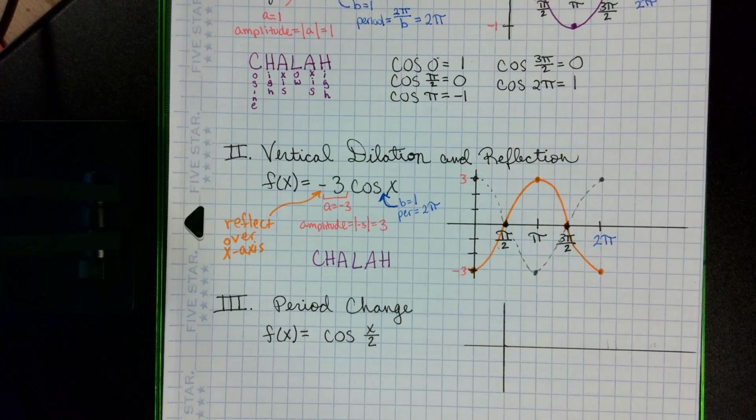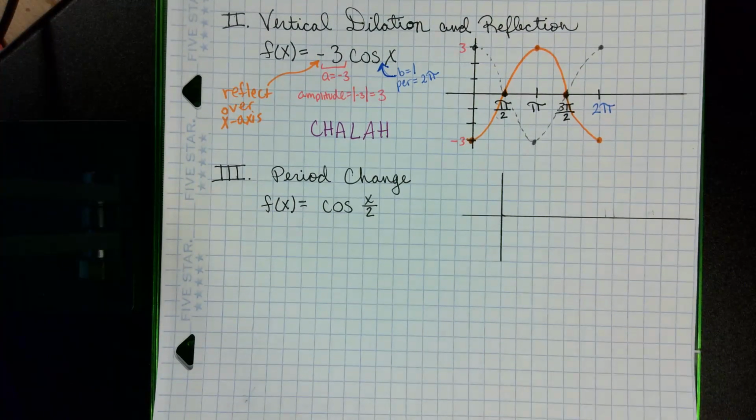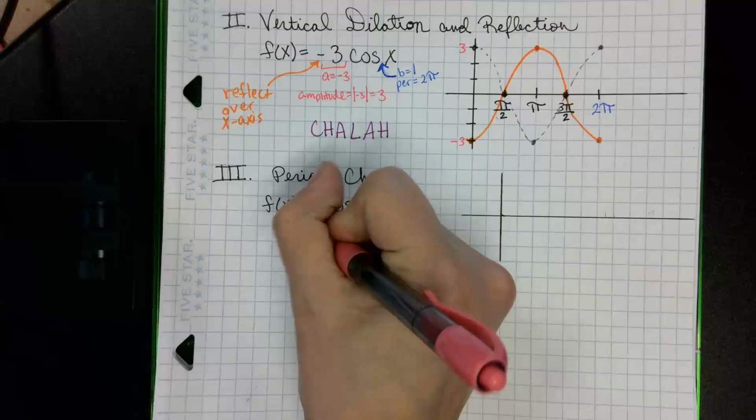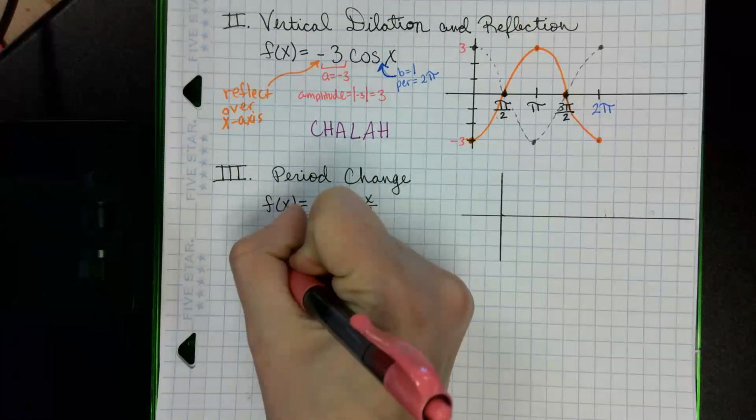All right, so example 3 is a period change. Period change can be tricky. But we just start the same way we start all of them. You need to find the a value. It's whatever's in front of the function. So a equals 1, which tells me the amplitude is 1.